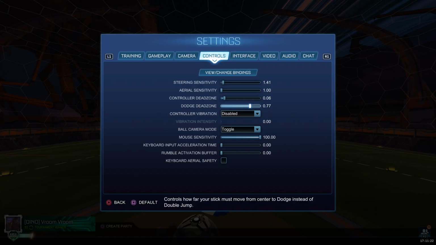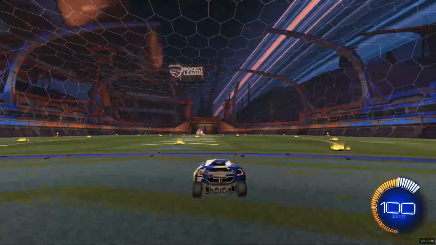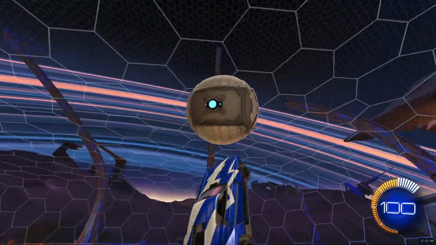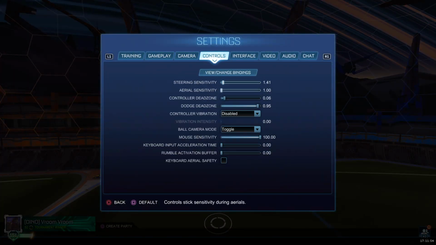Dodge dead zone is not that important. You probably should have it higher if you want something that's purely for air dribbles, because you're not going to be doing a lot of flips while air dribbling. And even if you do a flip, it doesn't have to be very quick. You don't have to do a lot of fancy flip cancelling. Usually with an air dribble, you're just going to do a pop into the air. Or if you're fancy, you could do a musty at the end of an air dribble. But that doesn't require a low dodge dead zone, so you can have this quite high. So: low aerial sensitivity, low controller dead zone, and higher dodge dead zone.